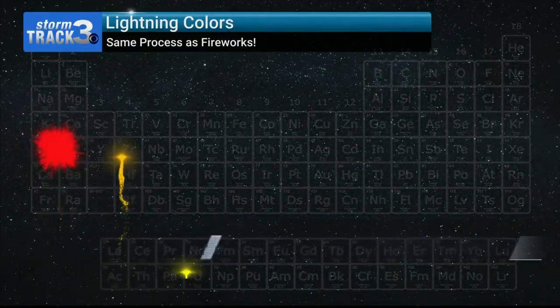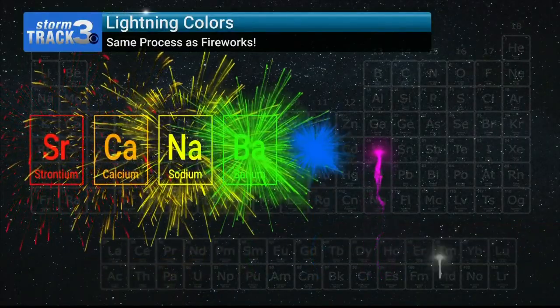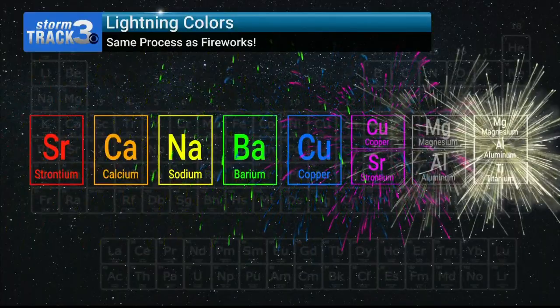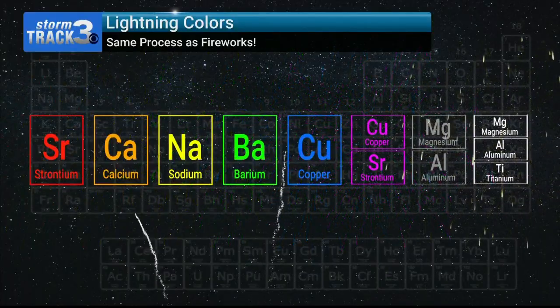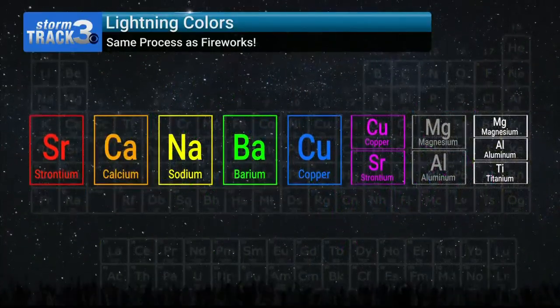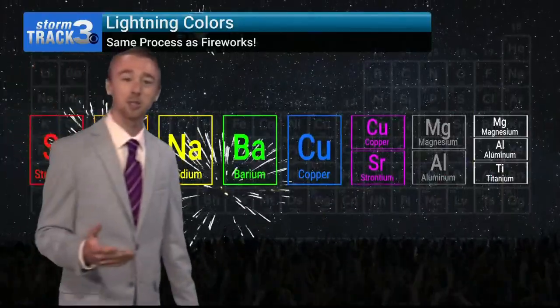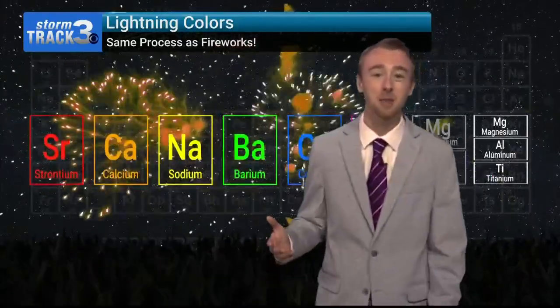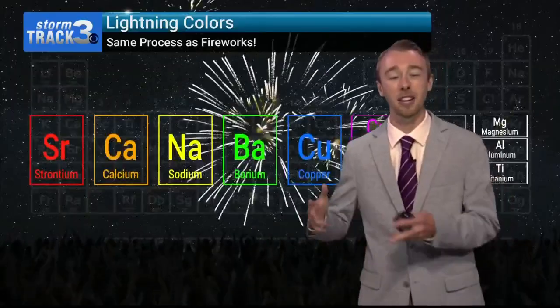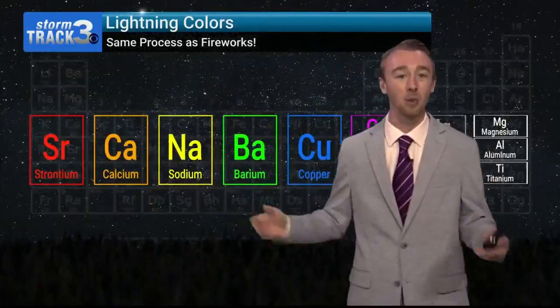Some of them deal with colors, our lightning colors. This is the same process as fireworks. That's why you're seeing the fireworks going off in this graphic. Some of them, including strontium, include that red color that we see when lightning charges the atmosphere. It interacts with that element, and we see red lightning.